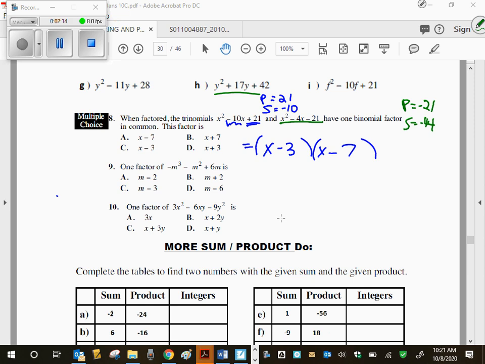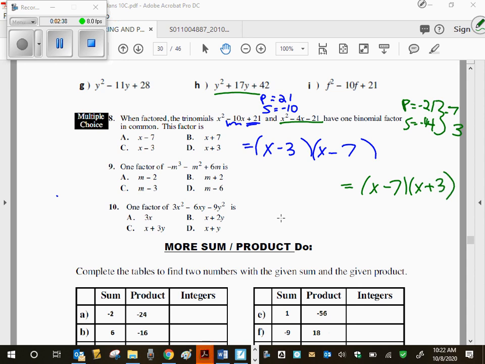Okay, so this one, in green, you're going to have two numbers that multiply to negative 21 and add to negative 4. 7 and 3 are the numbers. Which one's negative? 7. Good job. The rule we learned yesterday is if the sum is negative, the big number is negative. So this is x subtract 7 times x plus 3.